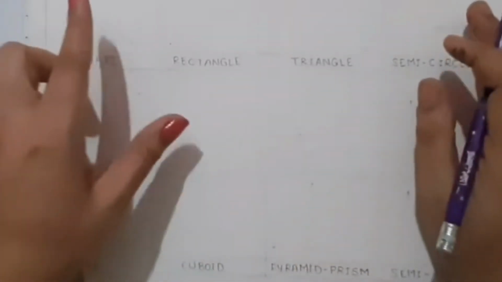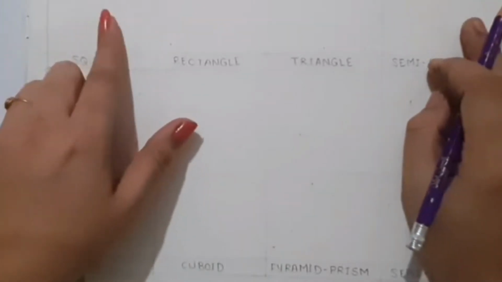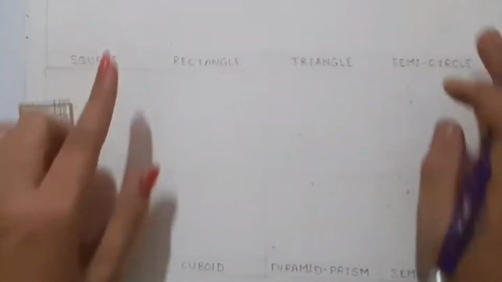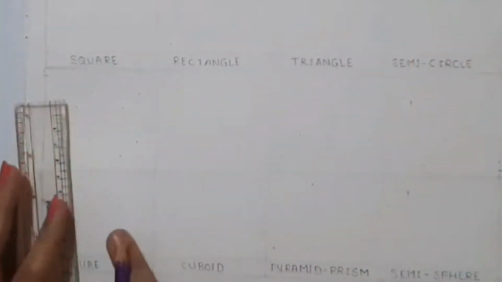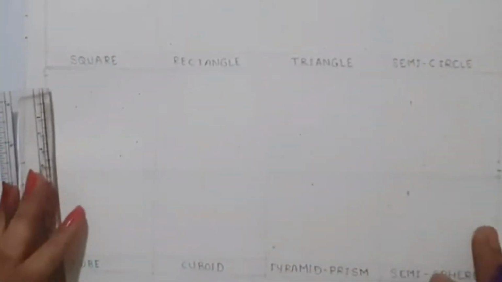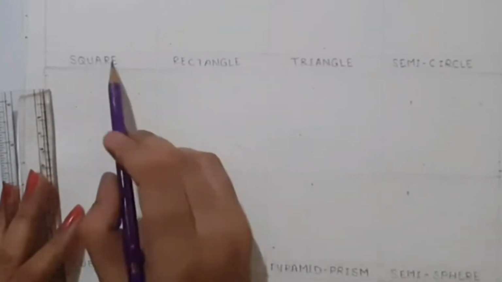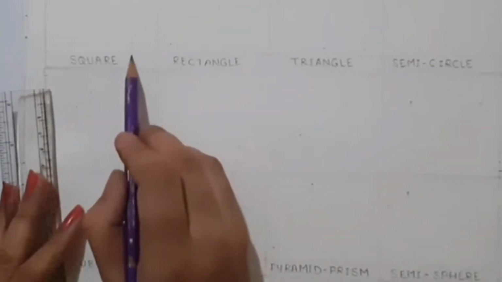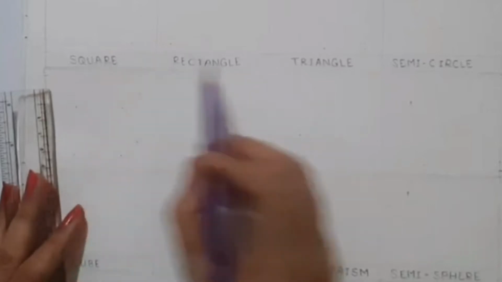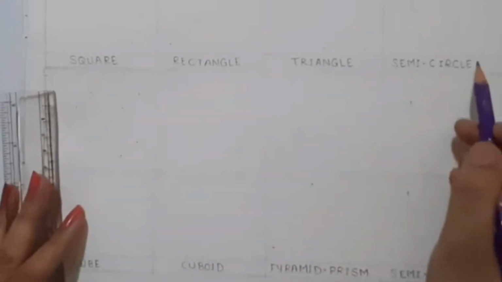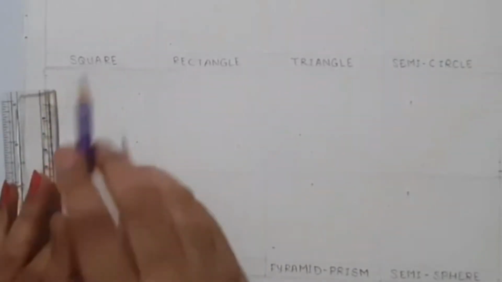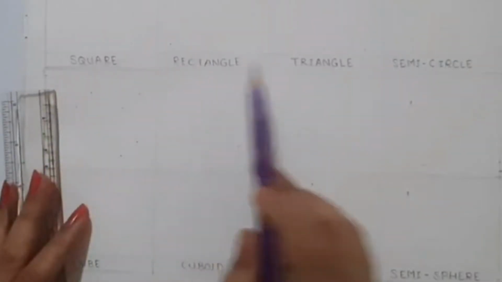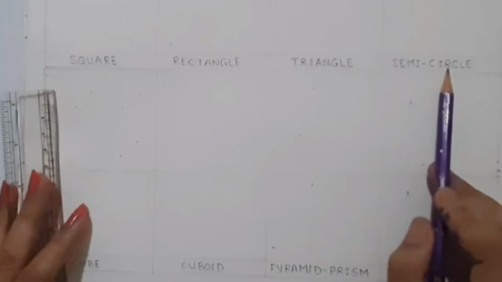Because first we will see 2D shapes here, and then here will be the conversion of 2D to 3D, and the last row will be of 3D objects. You have to leave 1 centimeter of space so that you can write the names of the shapes. I have written it already. We are going to see square, rectangle, triangle and semicircle shapes.